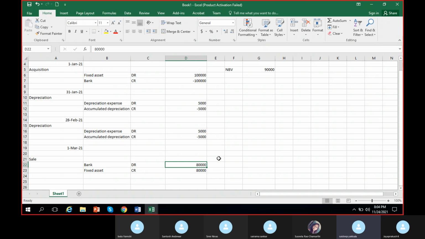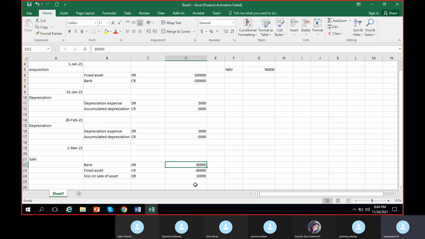Loss on sale of asset 10,000. Where will you accommodate it here? Okay, loss on sale of asset. Loss will always be debited, we know that. So debit 10,000. Okay, so this is a credit, right? Fixed asset amount, 90,000, by bank 90,000. I am only receiving 80,000 into my bank, because I'm selling the asset to somebody for 80,000 only. Why will I receive 90,000 into my bank? Only 80,000 I'll receive.